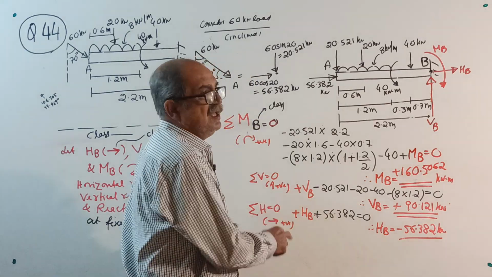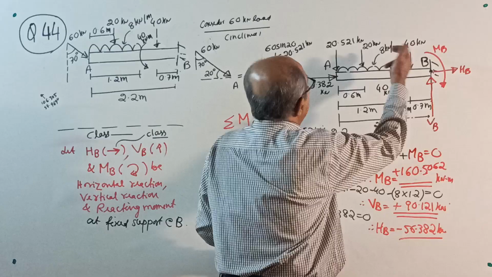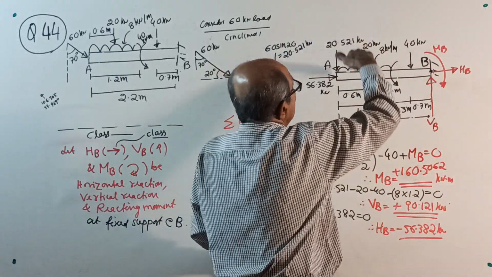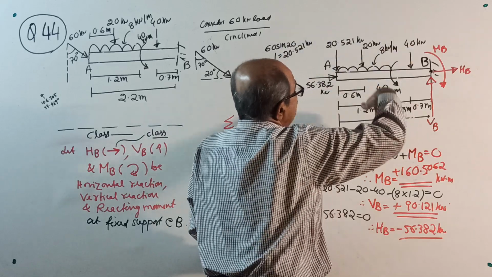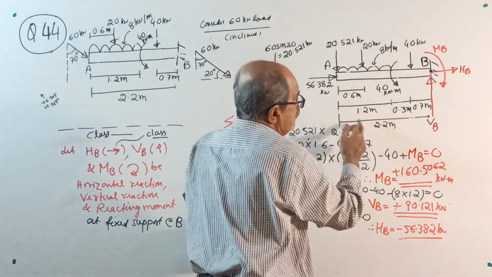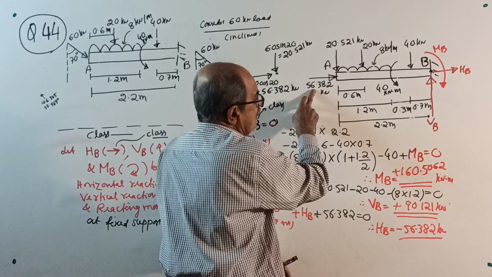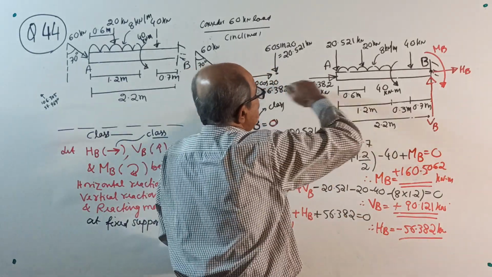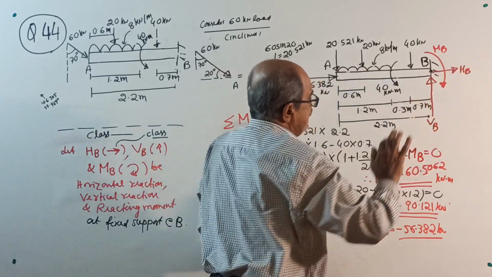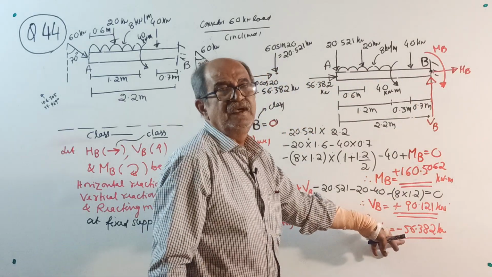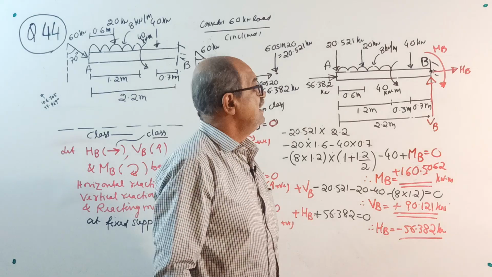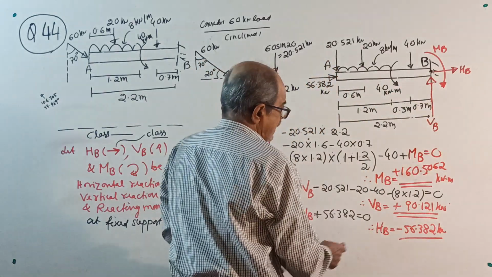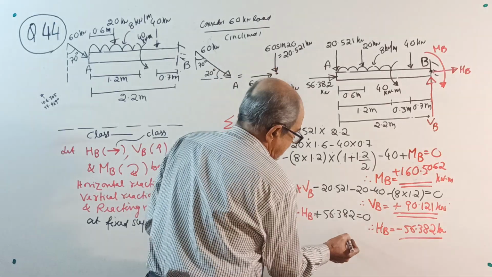Sigma V equals 0, upward positive: plus VB minus 20 only forces, minus 20.521 minus 20 minus 40 minus 8 into 1.2 equals 0. Couple not considered. You get the value of VB. Sigma H equals 0: plus 56.382 plus HB equal to 0. HB will come minus because we took the wrong direction. If you had taken left side in the beginning only, positive would have come. Okay, reactions are over.